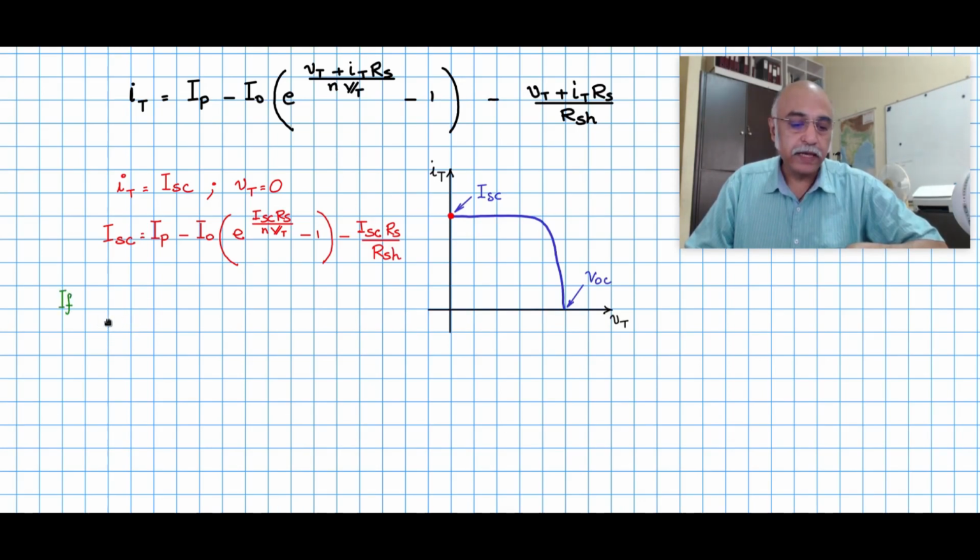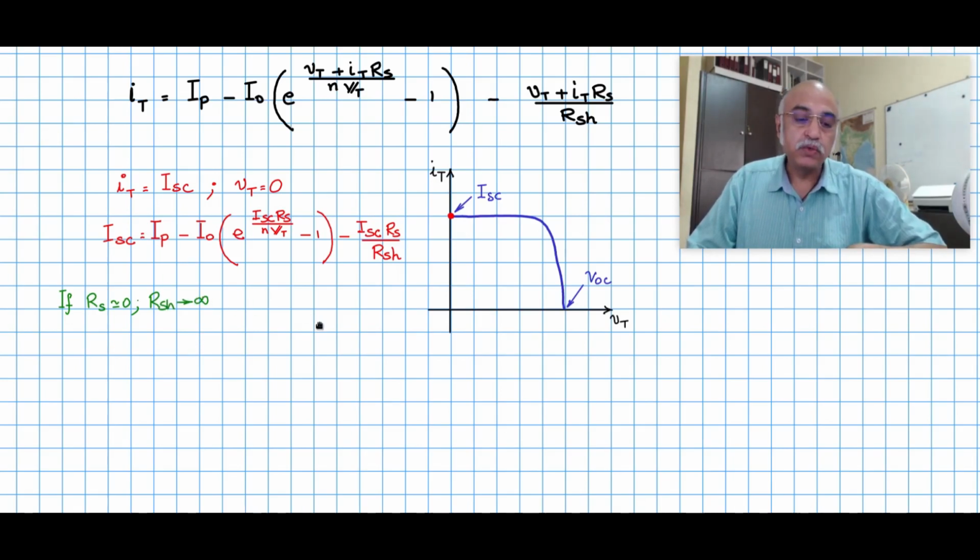So let us say we put Rs is approximately equal to 0, because Rs is a very small quantity. It is a series resistance and normally a very small quantity, normally negligible. And R shunt, which is coming across the diode, the shunt resistance, is a very high value. So R shunt tends towards infinity.